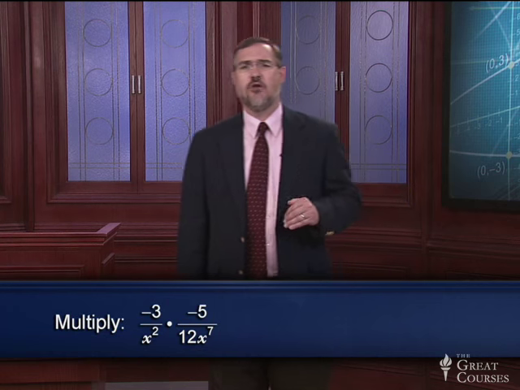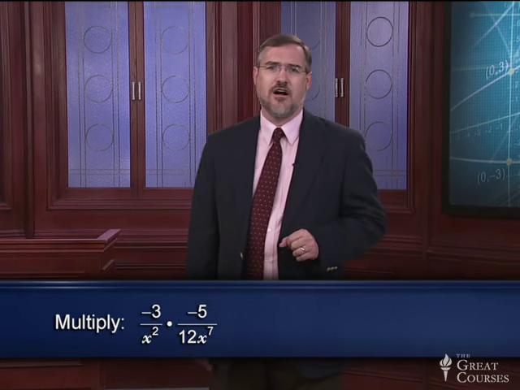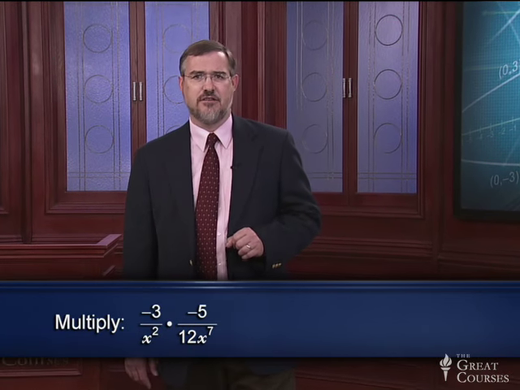Now, let's move on to multiplication and division. We've talked about addition and subtraction. Now we need to move to multiplication and division. And first I want to look at just a very basic example of multiplying two rational expressions. Multiply negative 3 over x squared times negative 5 over 12 x to the 7th.